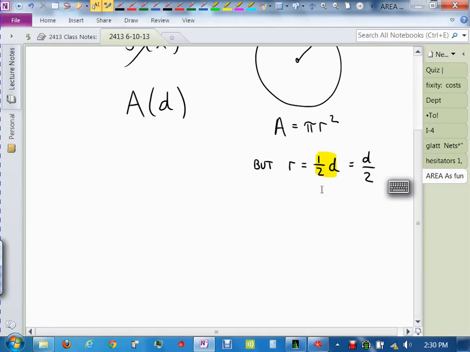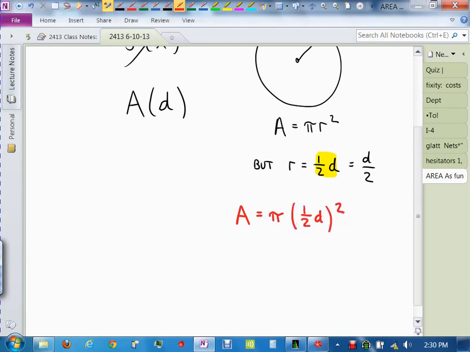So I know that the radius is half the diameter, so I can rewrite that equation up there. Area equals pi times the radius, but radius is half the diameter, squared. So the area is pi times what? Square that. What do you get?